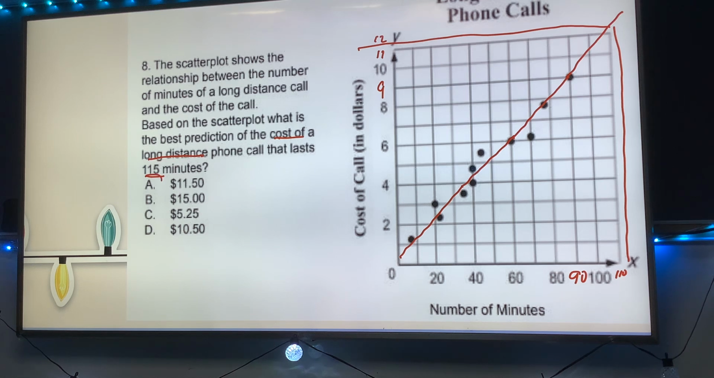11.50. You are correct. You could also halve the 115 and go from there, go up and hit your line, and then double your cost of call if your number goes too far off the graph.